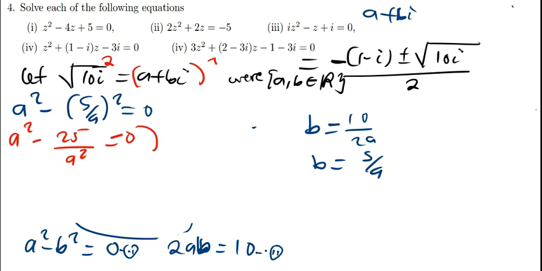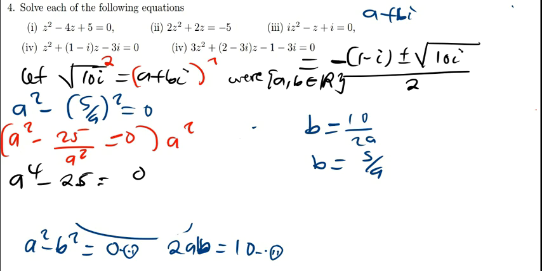I can multiply by a squared everywhere. Why am I going to do this? To get rid of the fraction. So it will be a raised to the power 4 minus, and these two will cancel, so I'll end up having 25. 0 times a squared is just 0. Okay.